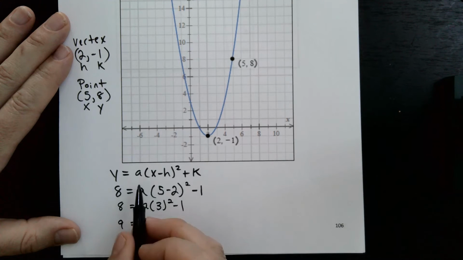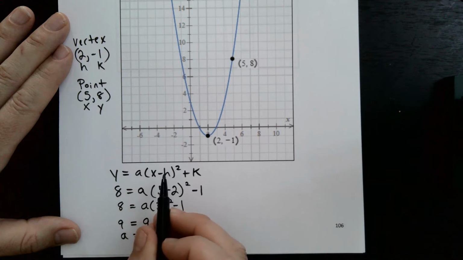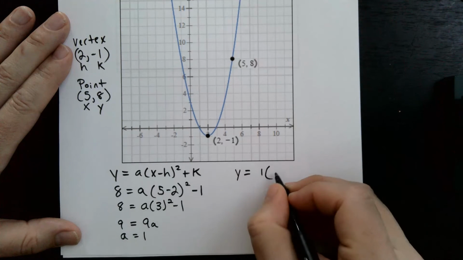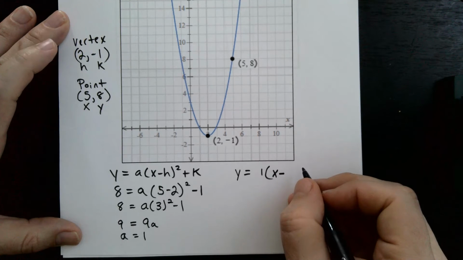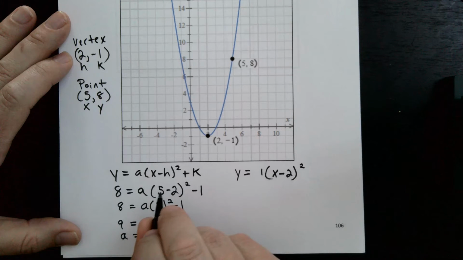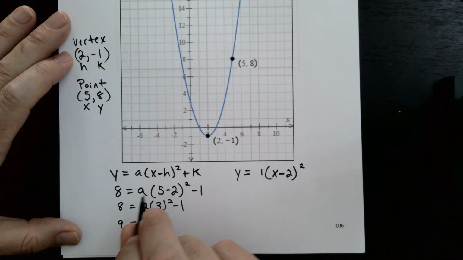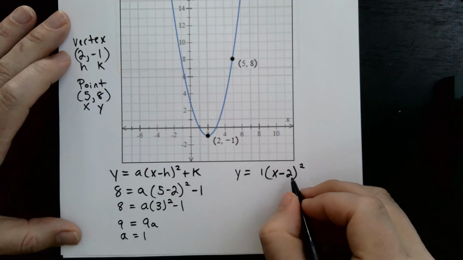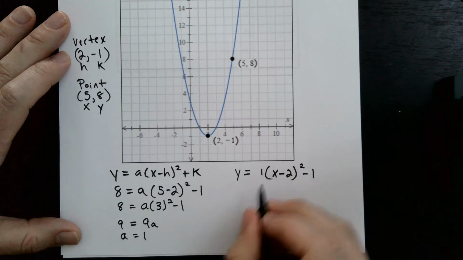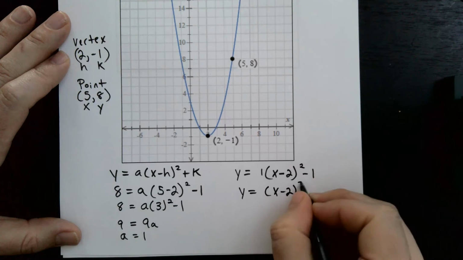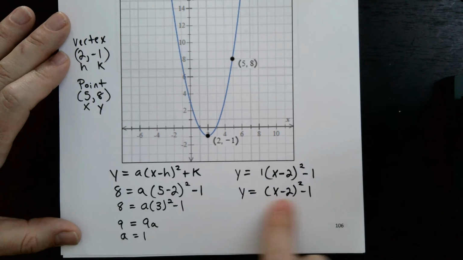Okay, so I would put a 1 here in place of a, and then I'll plug in my h and k. So y is equal to 1 times x minus 2, my h, squared. Now we're not putting the numbers in there anymore like we did here, because we did that to find a only. Now we want it in terms of x and y. So x minus 2 squared minus 1. We don't need to write the 1 out front, so we'll just write it as x minus 2 squared minus 1. This is the same thing as this graph.